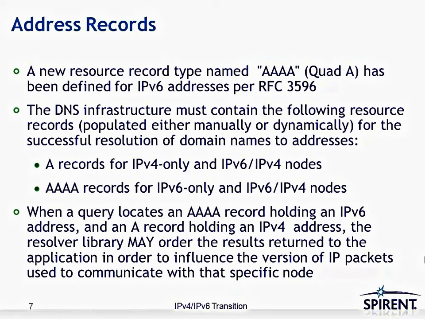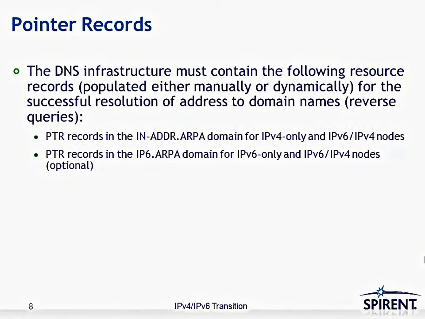So a new resource record type named Quad A has been defined for IPv6 addresses in RFC 3596. So the DNS infrastructure must contain the following resource records for the successful resolution of domain names when migrating from IP version 4 to IP version 6. Of course, you have the original A records for IP version 4 addresses and Quad A records now for IP version 6 addresses. For reverse lookups, there is a new ARPA record, the ARPA domain, that has been added for IP version 6 addresses as well.